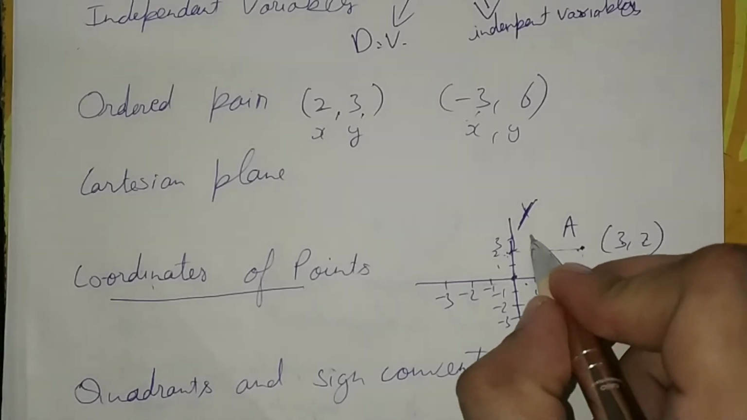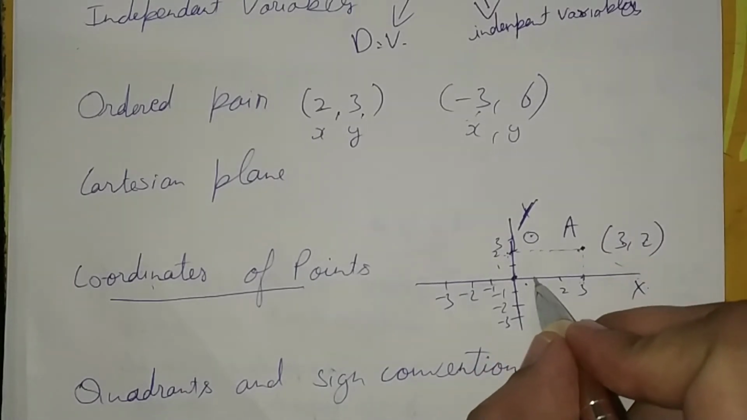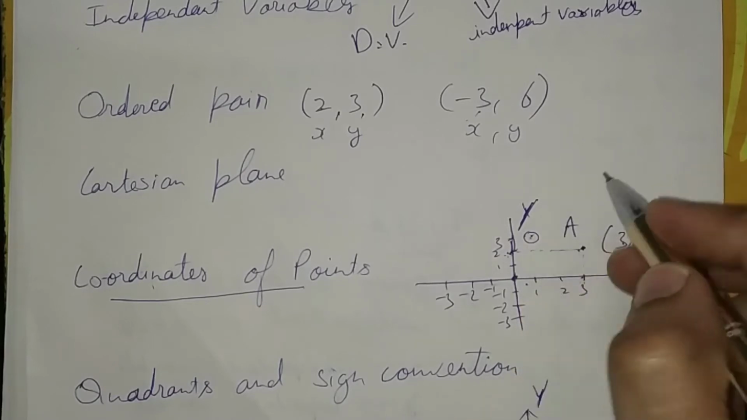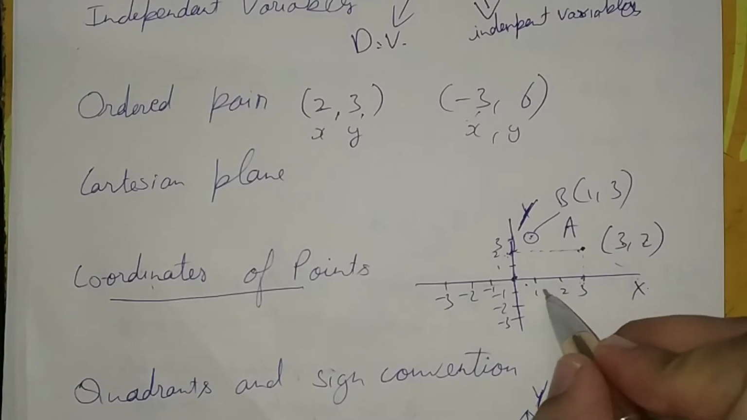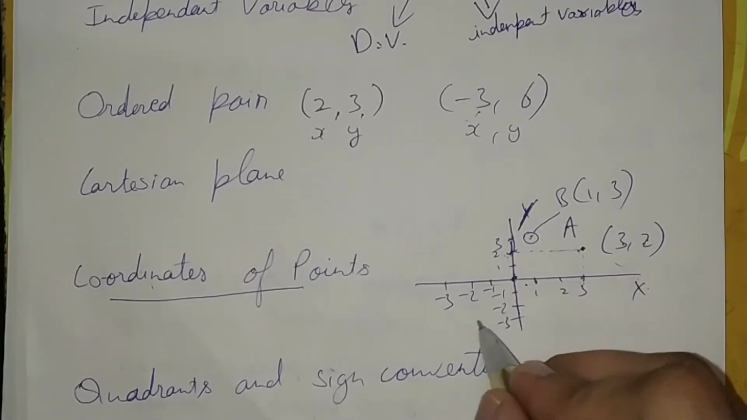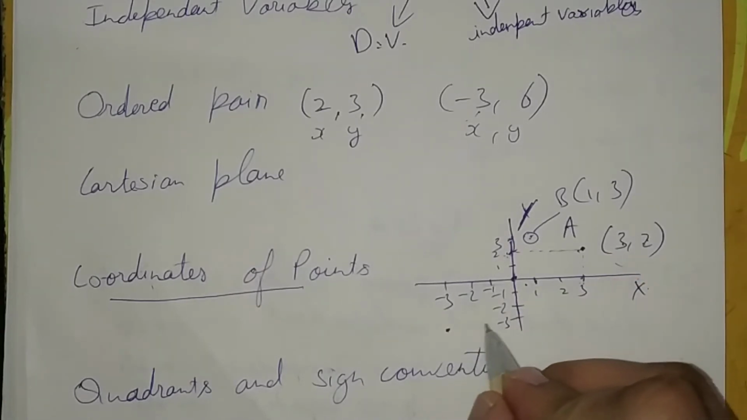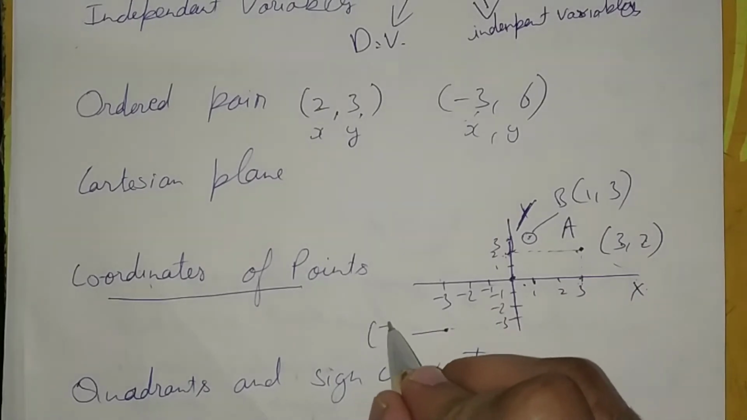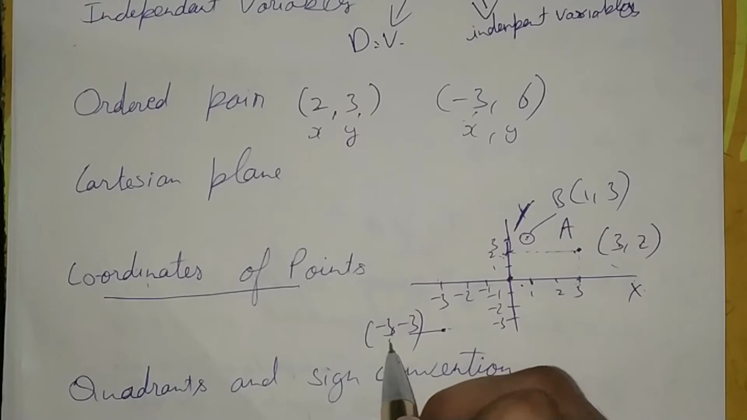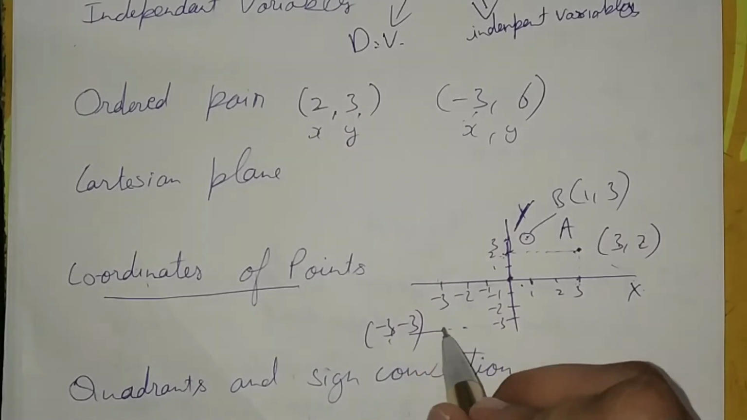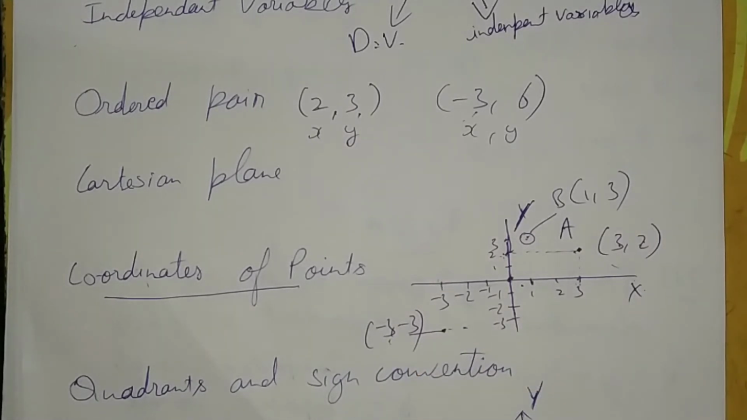Same way, if the point is this, here x is 1, y is 3. So this point B is (1, 3). Same way the point here is (-3, -3). The first is for the x-axis and the second is for the y-axis.